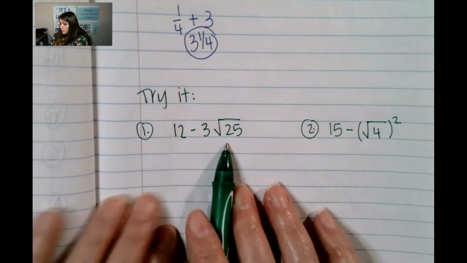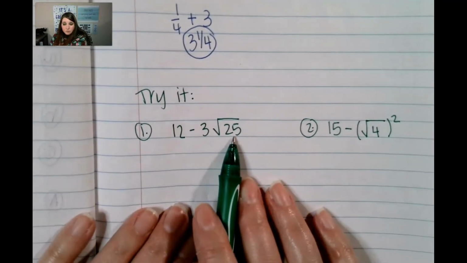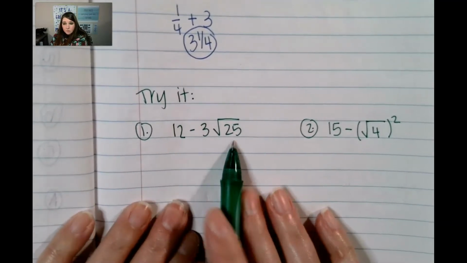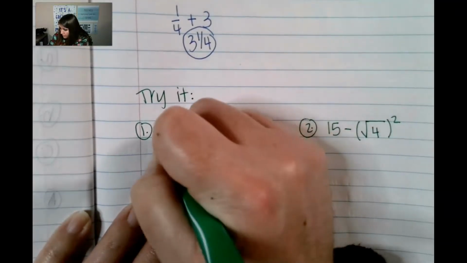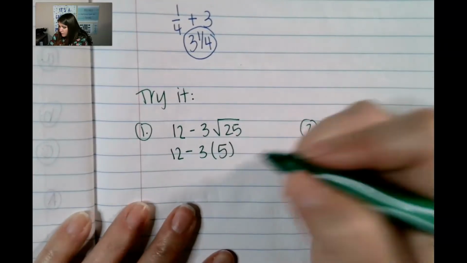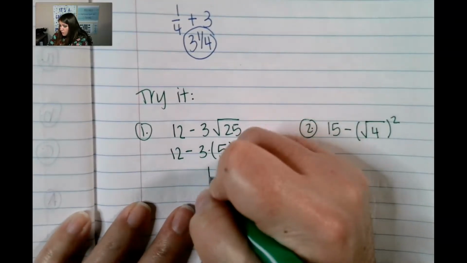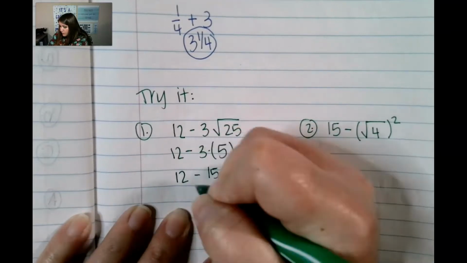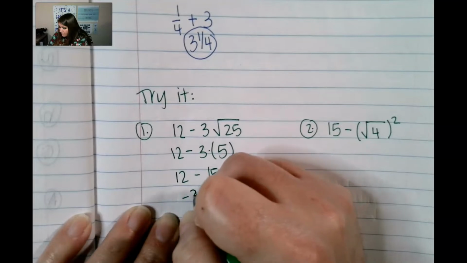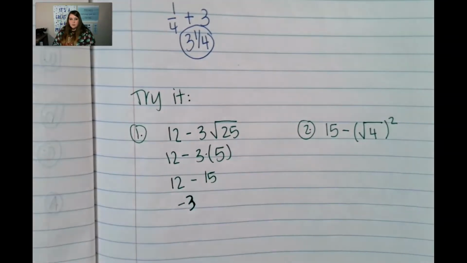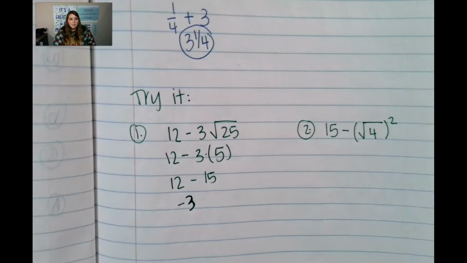All right, so I'm going to start in the middle with the square root of 25, and I know that 5 times 5 is 25, so that gives me 5. Now I'm going to multiply, and that's 15, and 12 minus 15 gives me negative 3. How did you do on that problem?